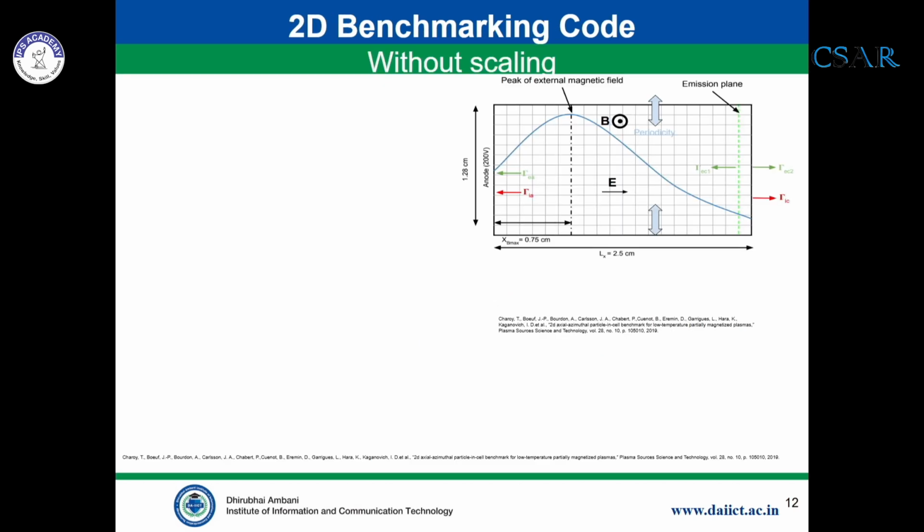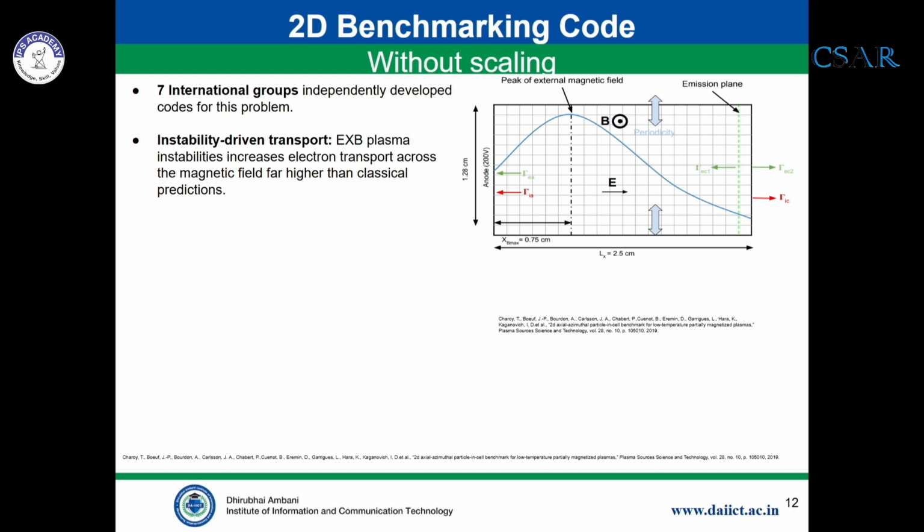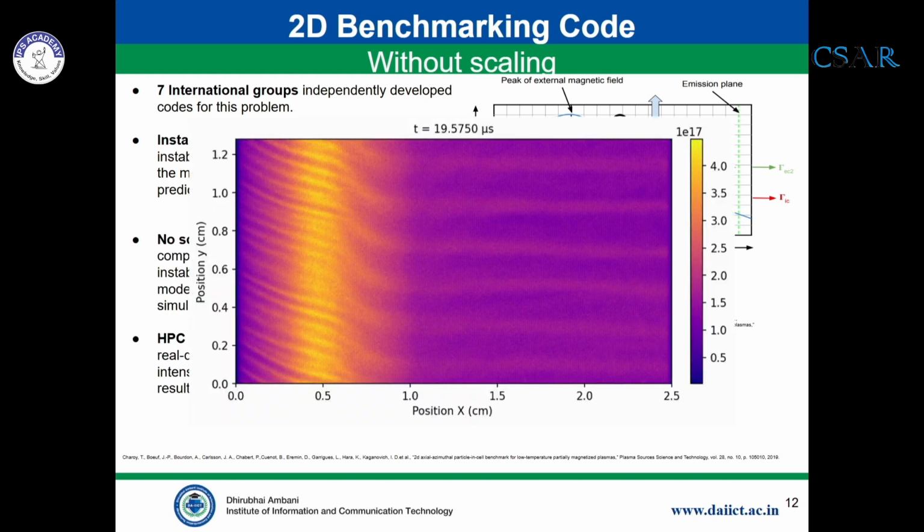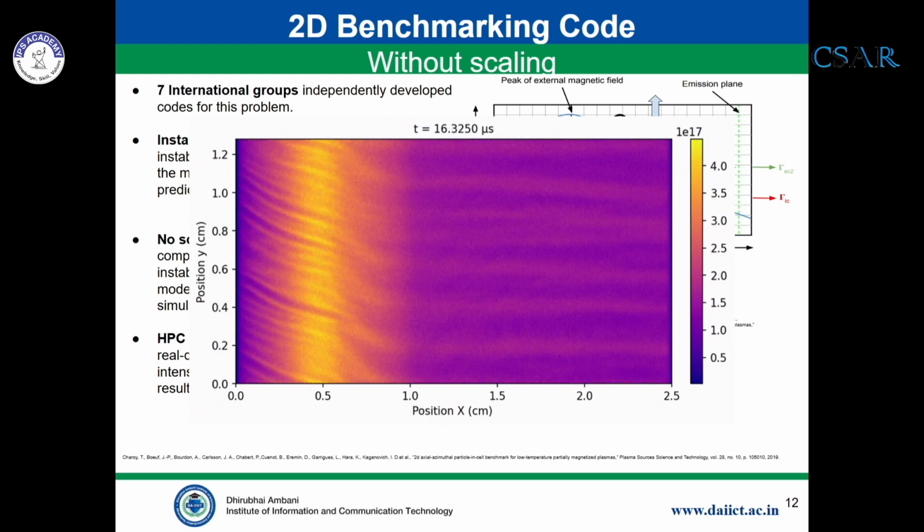So without scaling, this is the 2D benchmarking code which people have performed. As you can see, this particular simulation domain is picked from the configuration of Hall thrusters, and it's only a 2.5 centimeter cross 1.28 centimeter simulation domain. Why was this kind of simulation performed? Because we needed to first establish the fact that the scaling factor cannot be used, and we need simulations with real densities. Seven international groups came together to verify the accuracy of their code by looking into the physical parameters and everything. So we performed this particular simulation, and this is what we get.